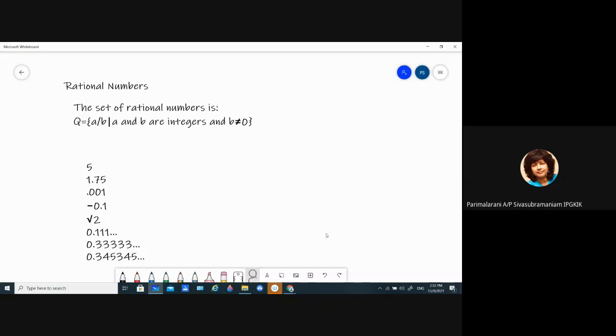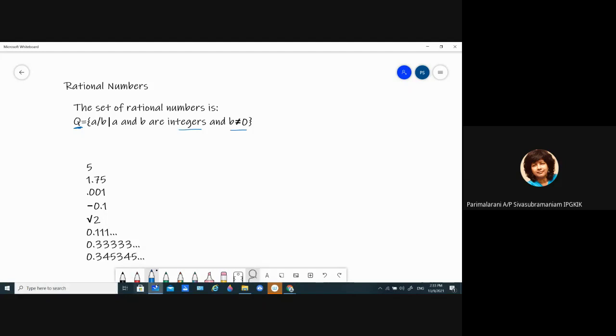So rational numbers. What are rational numbers? The set of rational numbers is represented by Q, where Q represents A over B, where A and B are integers and B is not equal to 0. In other words, rational numbers are numbers that can be written in the form of fractions.